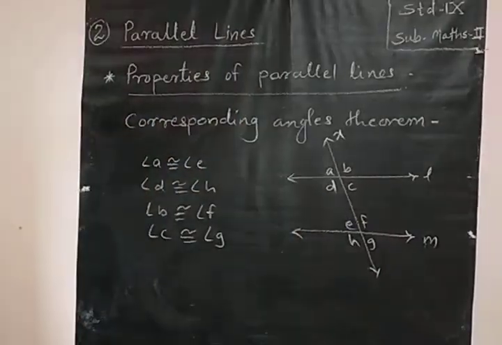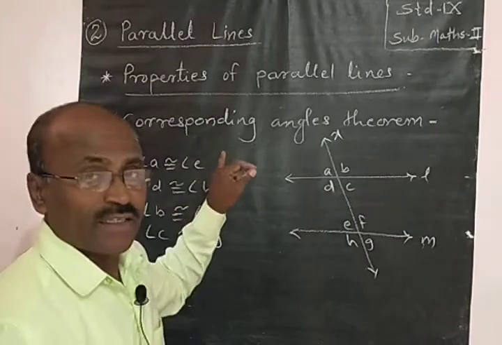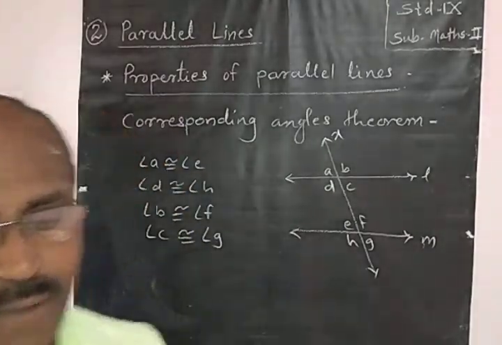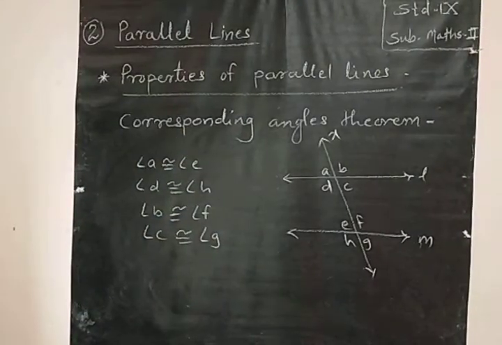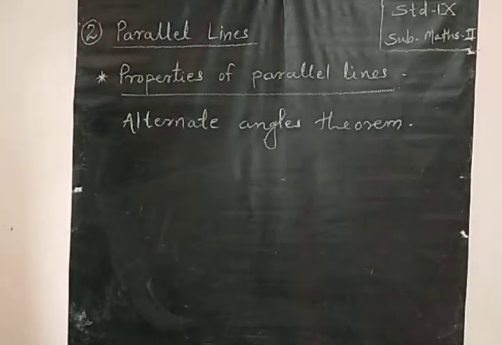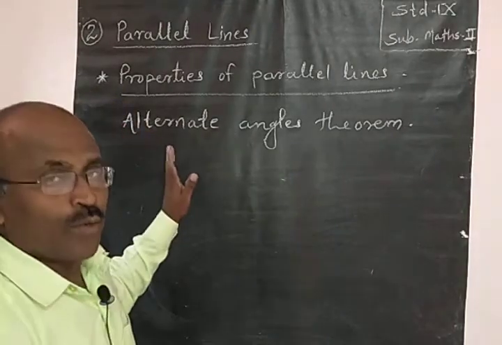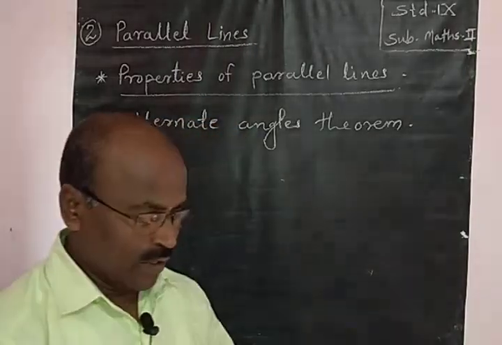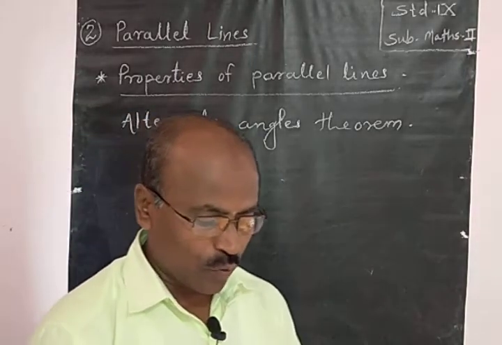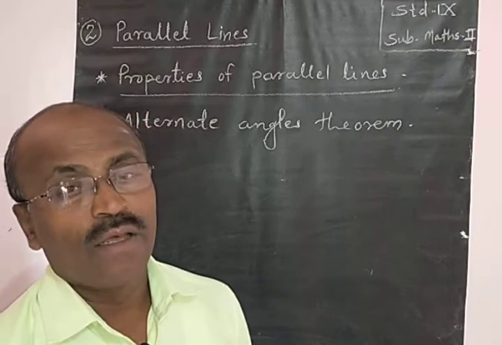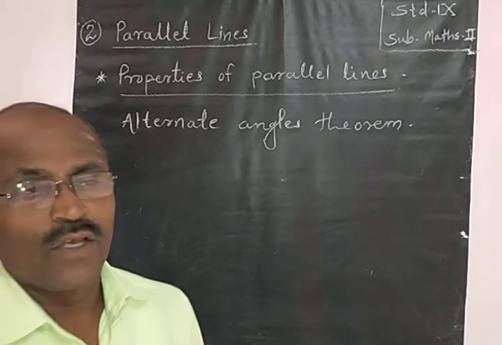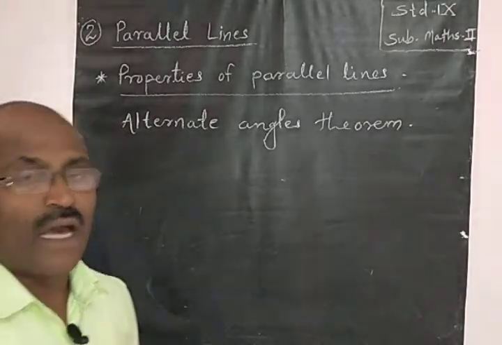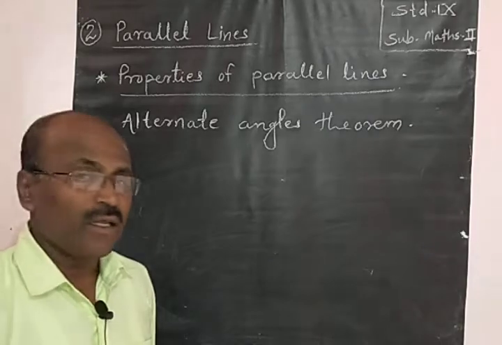Now you can see the proof of the theorem in your textbook. Let us see the next property, the alternate angles theorem. What is the alternate angles theorem? The alternate angles formed by a transversal of two parallel lines are of equal measures. The alternate angles formed by a transversal of two parallel lines are congruent, or equal in measure.